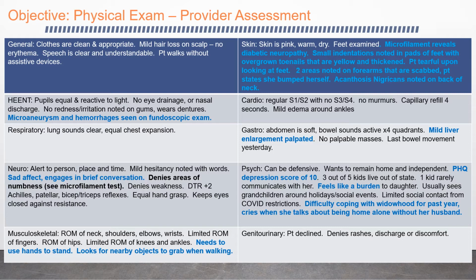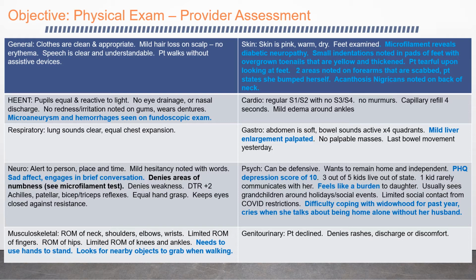Looking at the head, ears, nose, and throat, pupils are equal and reactive to light. You also want to do a fundoscopic exam, which also can note diabetic changes as she has microaneurysms and hemorrhages are seen. Listening to her heart, she has a regular S1, S2 with no S3 or S4. S4 heart sounds can be heard sometimes with insulin resistance along with diastolic dysfunction.